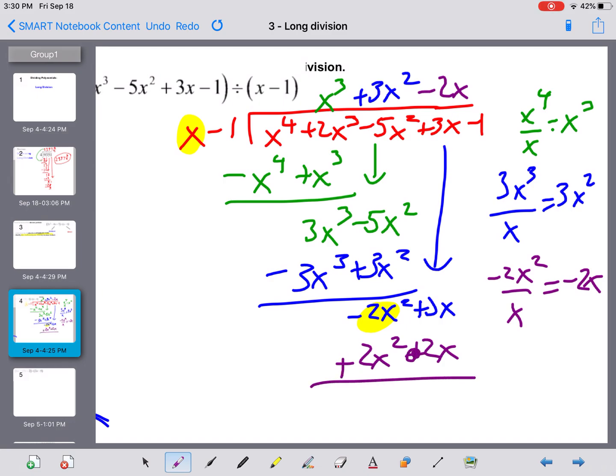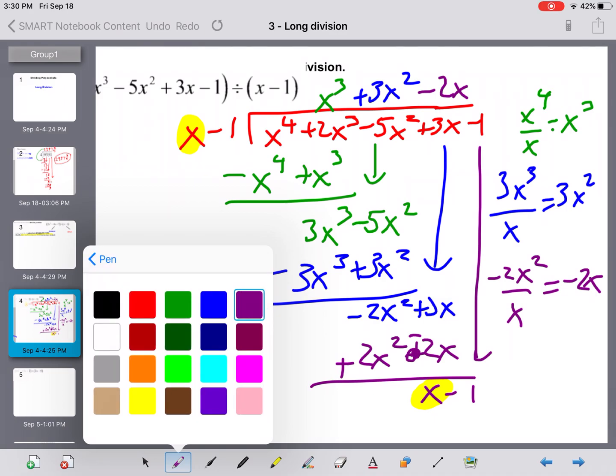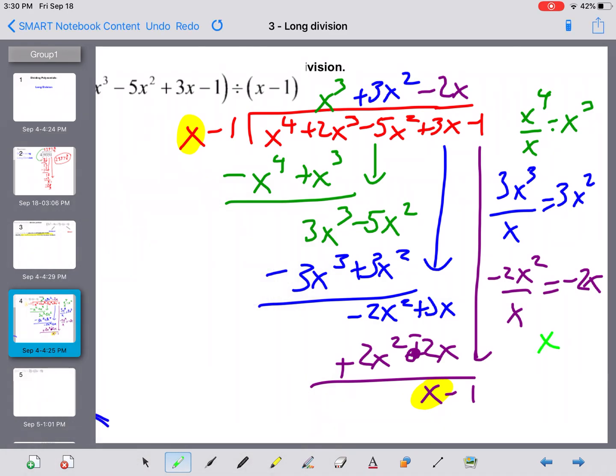So that means that that's going to become a plus and that's going to become a minus. And we're going to be left with just x. Now we're going to bring down our minus 1. And now we're going to say how many times does x go into x. So if we need to do some scratch work, we can say x over x is going to be 1. And so we're going to say plus 1 up here.